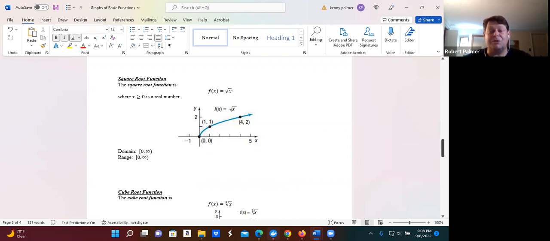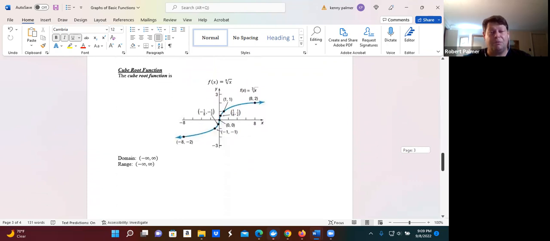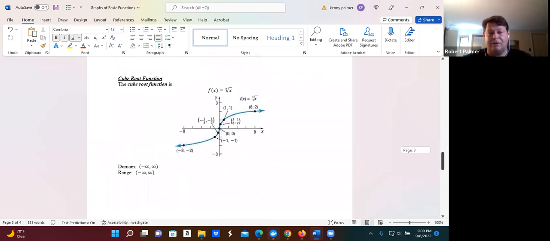Now, if we look at the next function, the cube root function, we plug in x and take the cube root of that. Unlike square roots or even roots, you can take the odd root or cube root of any number, positive or negative.